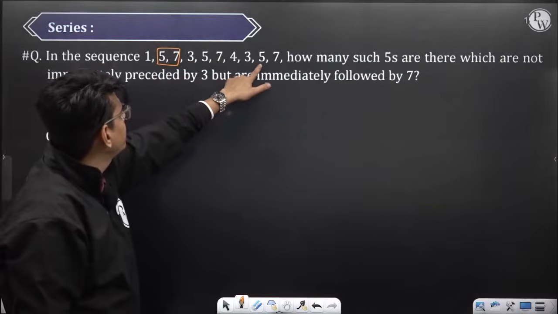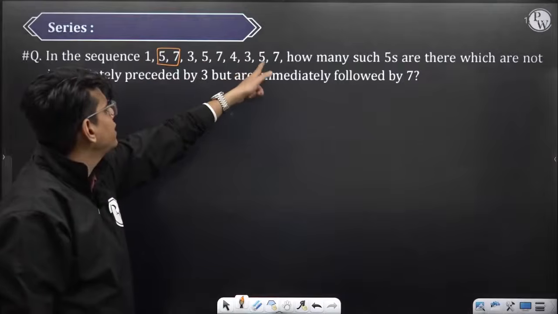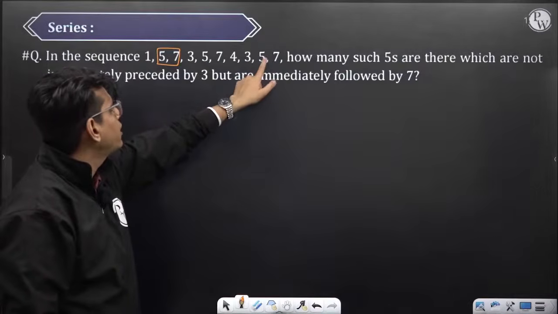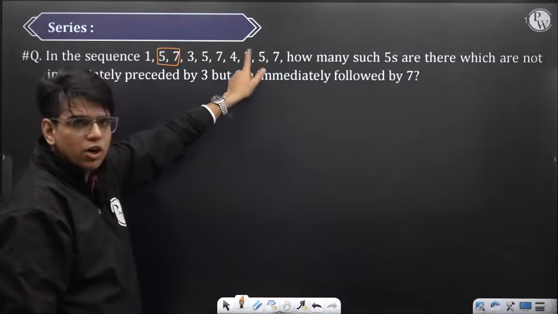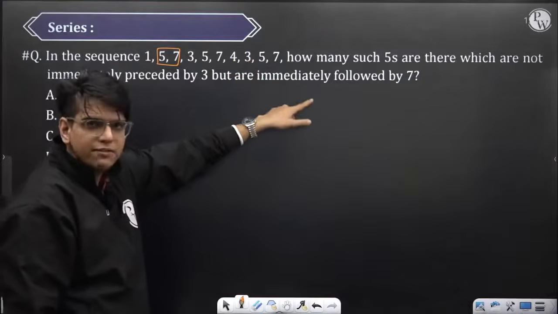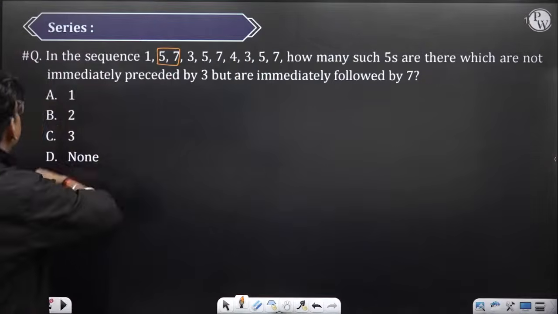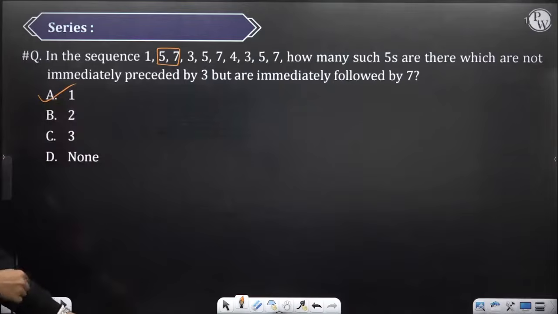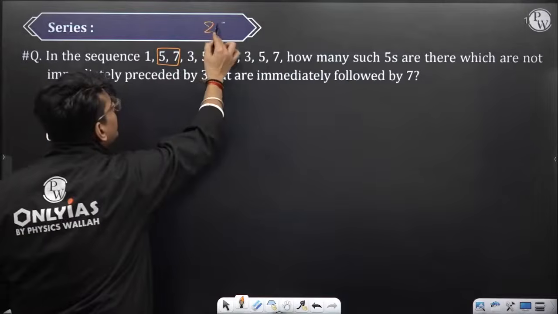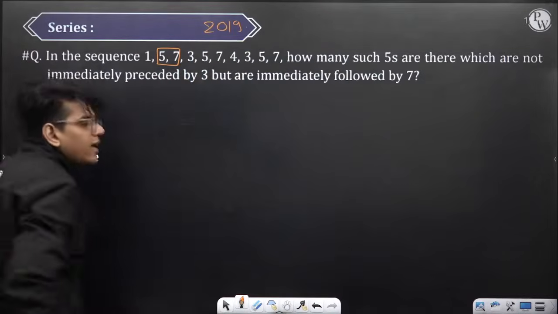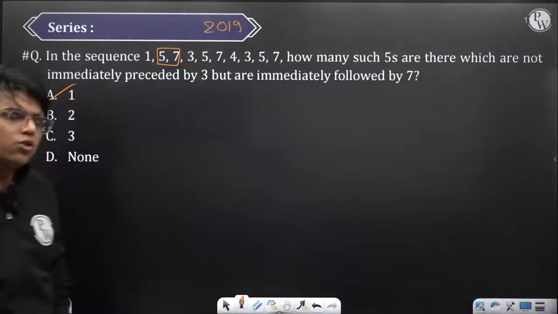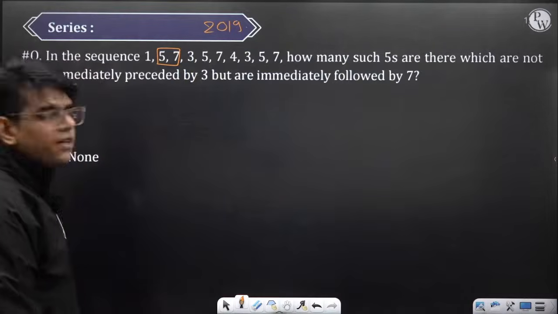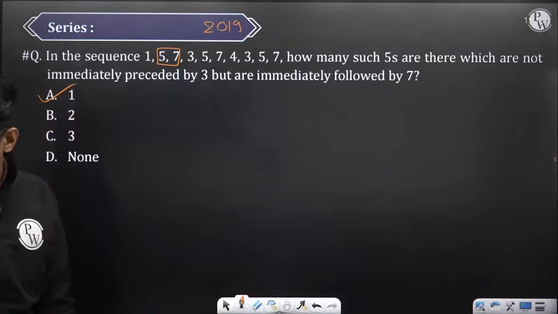Another 5. 5 is preceded by 3 and followed by 7. But we want cases in which 5 is not preceded by 3 and followed by 7. So there is only one case. So 1 is the answer. Right? This question is from 2019. Okay, so we are going through PYQs based on numeric series.